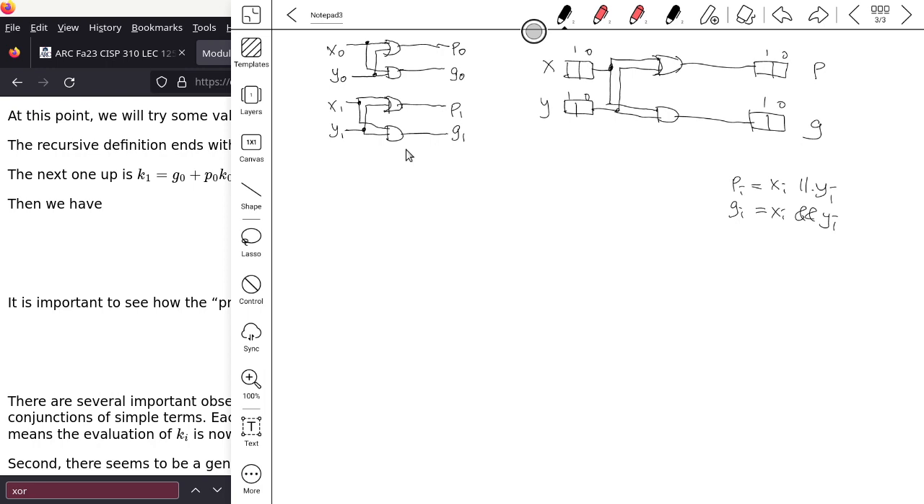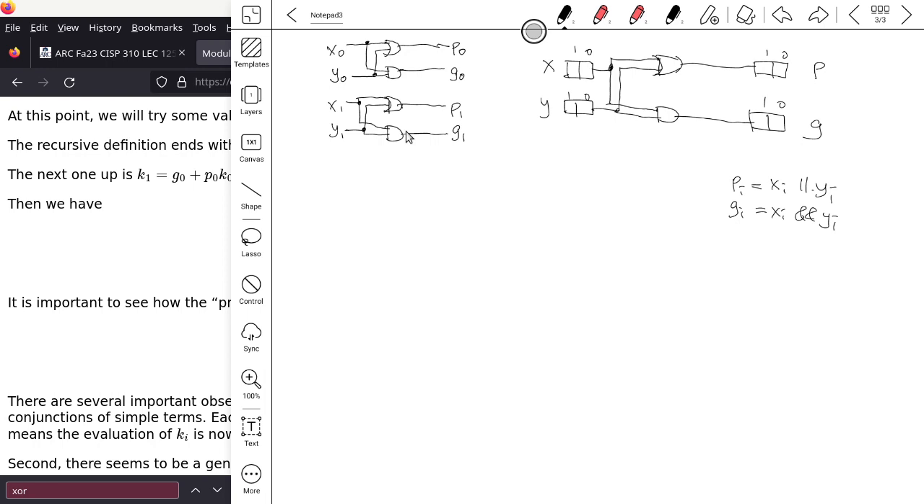Is there any dependency between P0 and P1, and does P1 depend on P0 or G0? Do you see any wire connecting those things? I don't. Do you think G1 depends on P0 or G1? No. So that means all four of these gates can carry out computation all at the same time. Does that make sense?